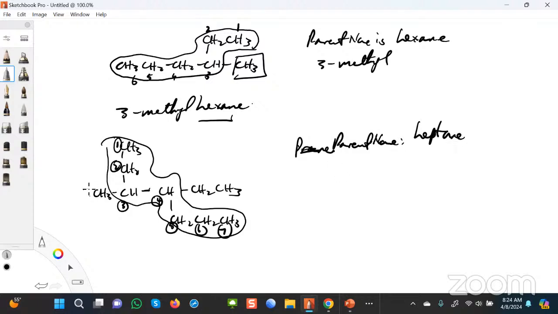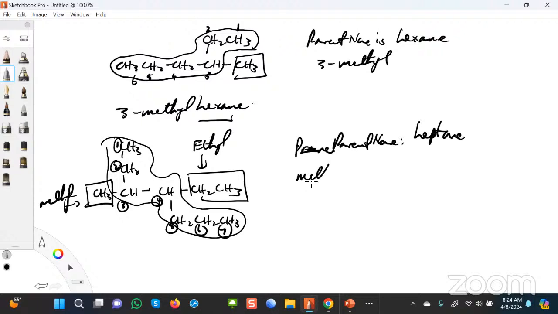We have 2 branches here. We have the methyl and we have the ethyl here. This is the methyl. This is the ethyl. And the methyl is bonded to carbon number 3. And the ethyl is bonded to carbon number 4. So I'm going to put 4-ethyl here.